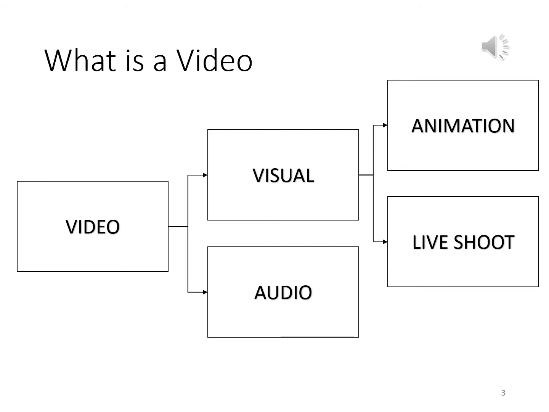So what is a video? A video consists of visual and audio component. For the visual component, it usually is either animation or live shoot video. The animations are like cartoon or motion pictures produced by artists, while the live shoot video involves the capture of real-life human motion using camera.